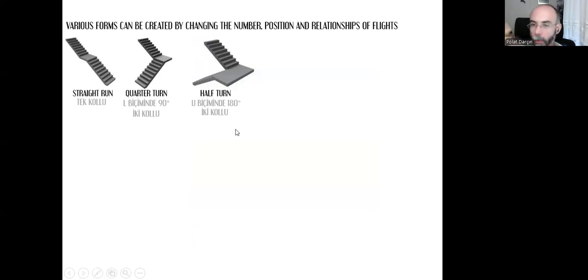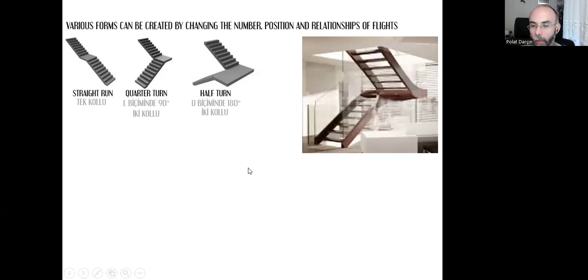Or we can have a half turn. The top view will give us a U shape, which allows us to change direction by 180 degrees. And there are two flights here. U biçiminde 180 derece dönen iki kollu merdiven. One example with the landing. The same thing can be applied here. There are two flights of stairs.